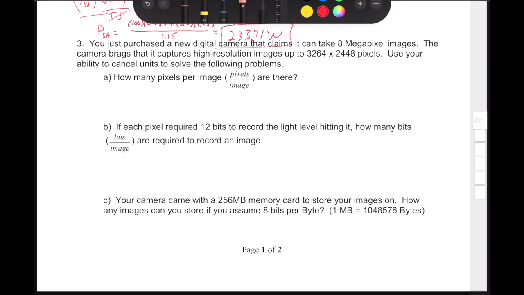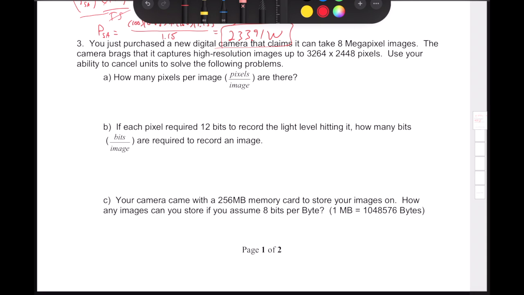Okay. You just purchased a new digital camera that claims it can take 8 megapixel images. Ooh. You can tell this is somewhat an older review. It was developed some time ago because I think my iPhone is up to, is it 12 megapixels now? So, unless you're a photographer, does anybody buy cameras anymore apart from phones? I don't know. Anyway, it says the camera brags that it captures high-res images up to that many pixels by that many pixels.